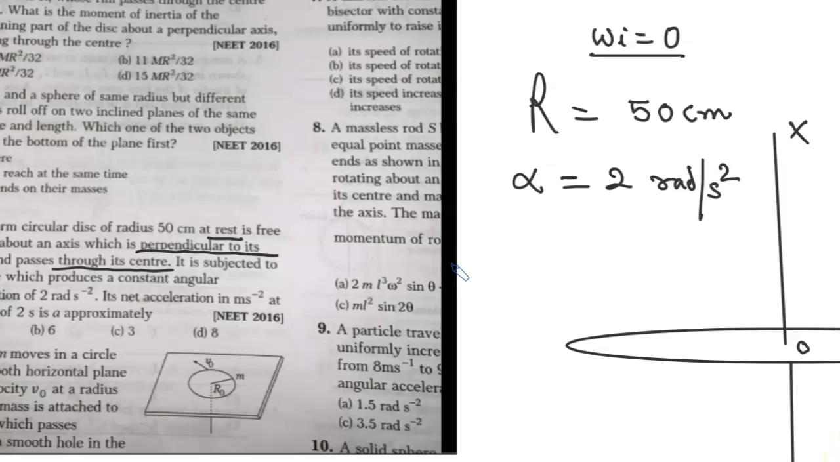Net acceleration. How do you count net acceleration? Net acceleration means you understood. One day I taught you there are two accelerations. What are the two accelerations? Tangential and centripetal acceleration. Good, yes.